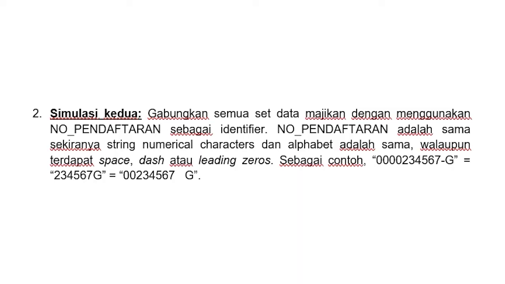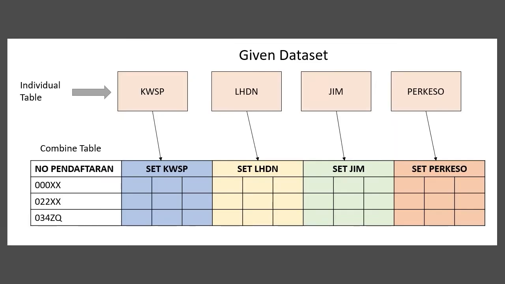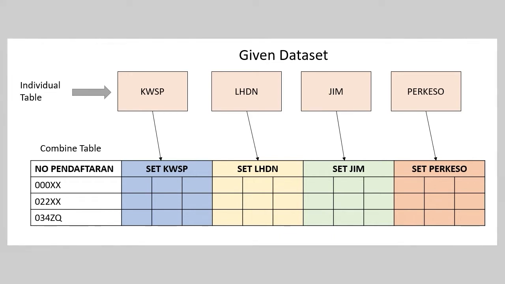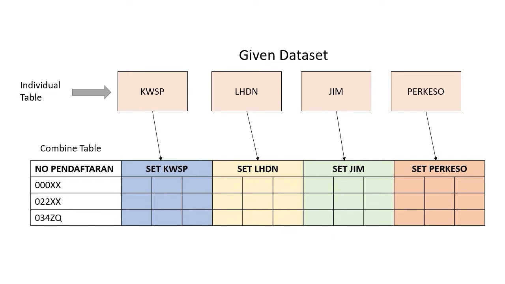Next, we are executing the second simulation. The individual data tables of KWSP, LHDN, GIM, and Perkeso will merge into one table called majikan, using nombor pendaftaran as an identifier, with conditions stated in the simulation question. The image shows graphically how it is combined into a single table.